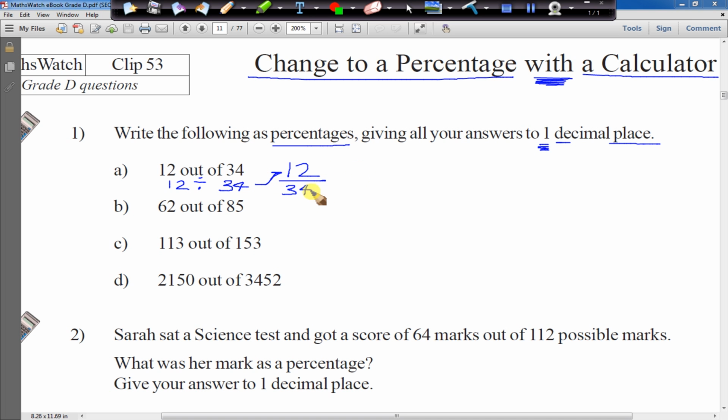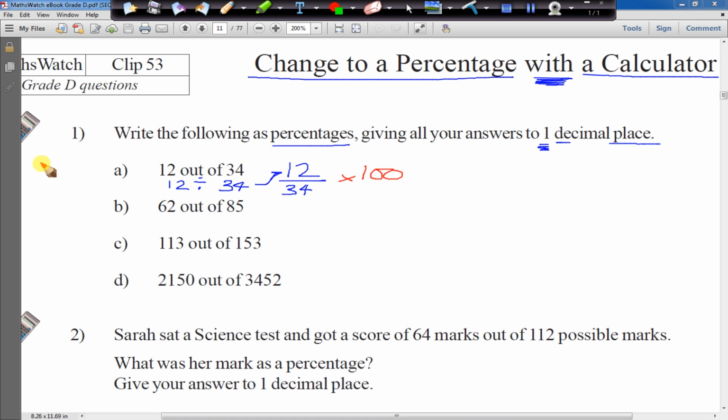Now Zainab, I want to change this fraction into a percentage. What is the technique that we use to change a fraction into a percentage? It's the first number divided by the second number. What do we do then? It is times by 100. So this is the calculation that we need to put into the calculator.